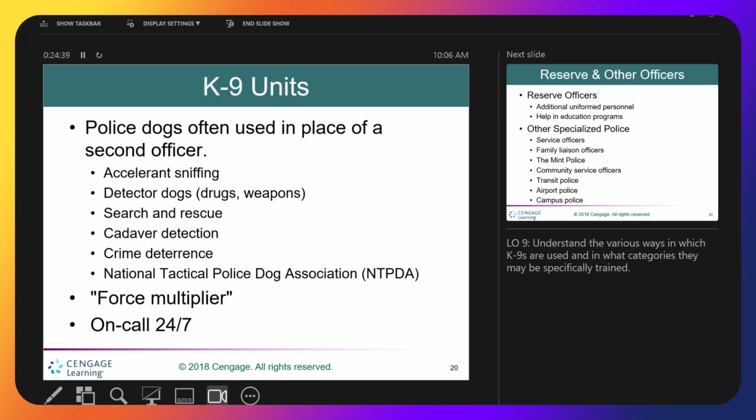Canine units are people who handle the dogs. You have a couple of different types of canines. You have accelerant sniffing dogs, for arson, people who are burning things down. You have drug dogs, who are trained specifically to detect drugs. You have dogs that are trained to detect bombs and weapons.